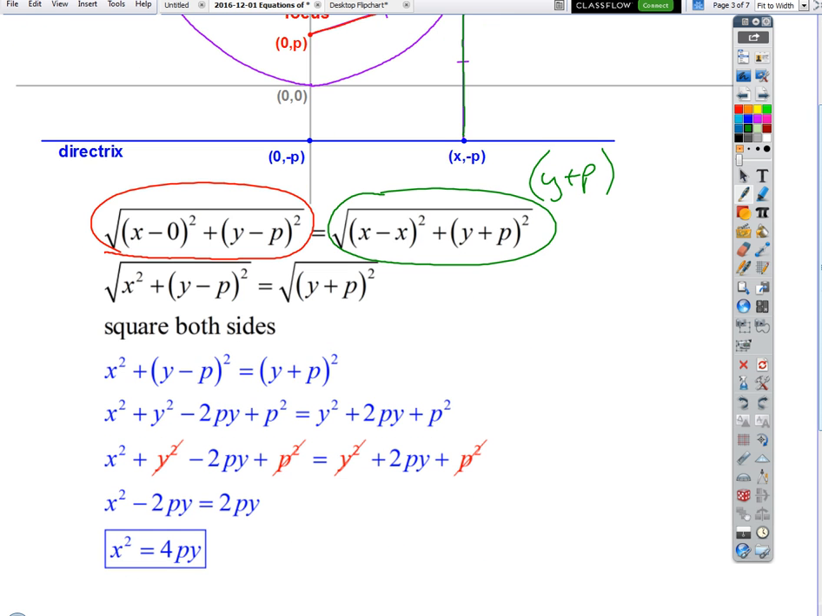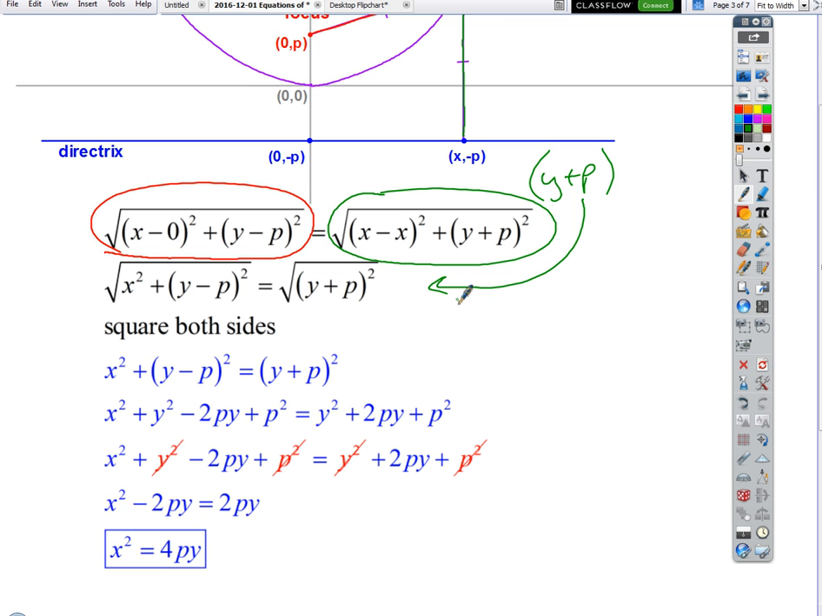So if we just do a little simplifying, that's all we're doing here. x minus 0 is x, and everything else stays the same in this guy. Over here, x minus x is 0, so that one just goes away completely. And so we end up with the square root of y plus p squared. Same thing, just y plus p. We could have just left it like that too if we wanted to.